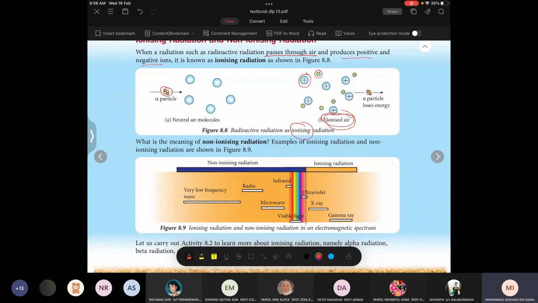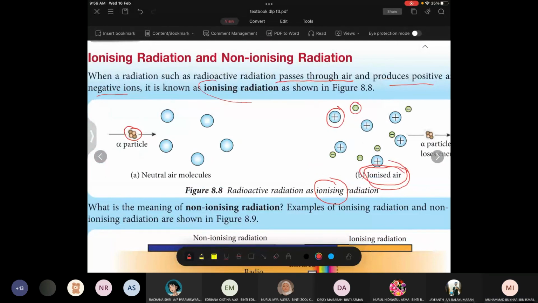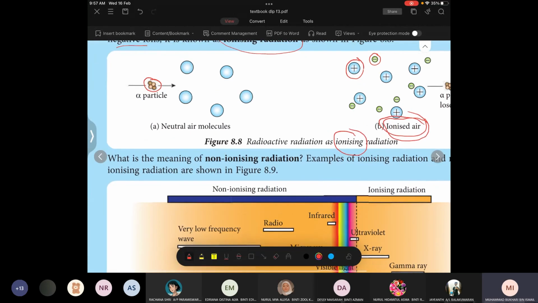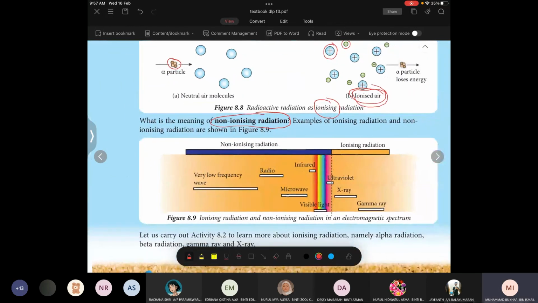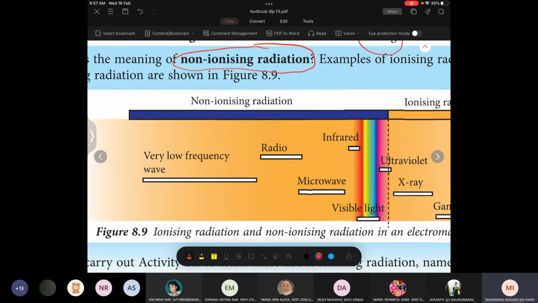The next thing is non-ionizing. Okay, this one is ionizing, and this one is non-ionizing. Examples of ionizing radiation and non-ionizing radiation are shown in Figure 8.9. Okay, what are examples of non-ionizing? The examples are radio wave, infrared, microwave, and visible light.